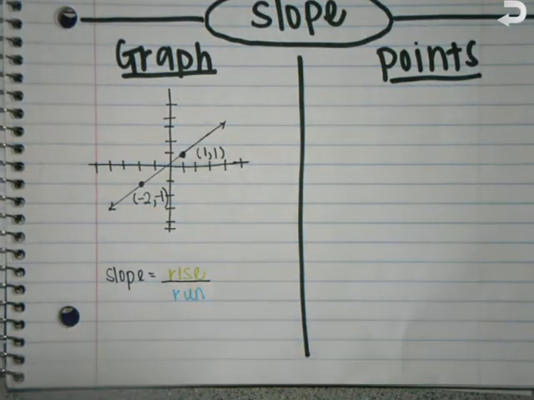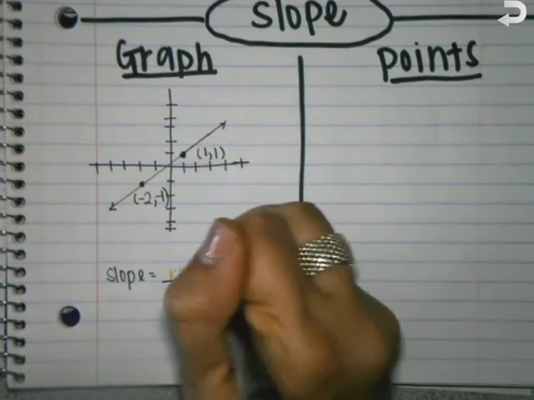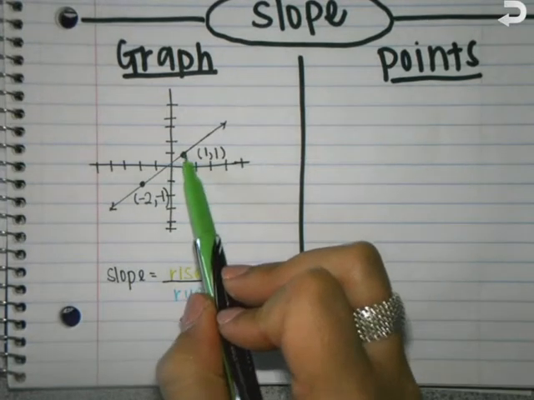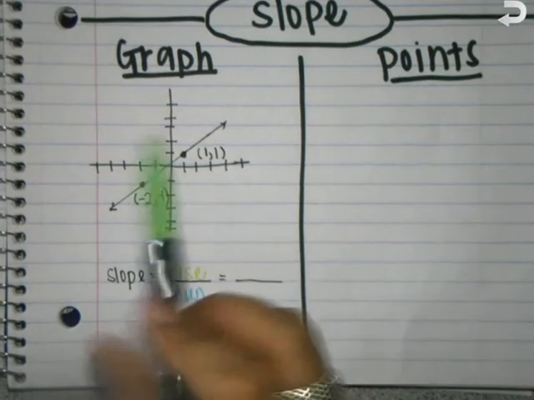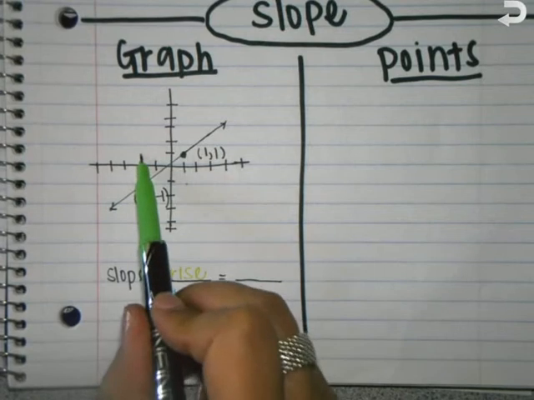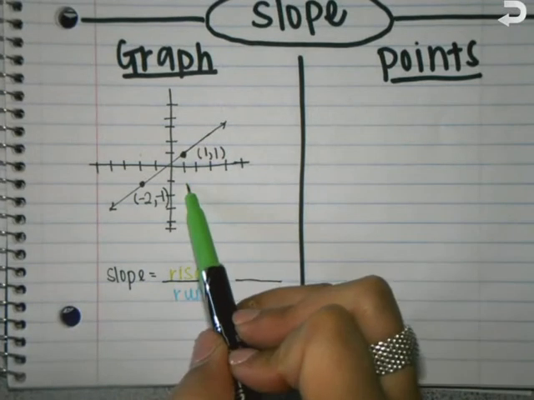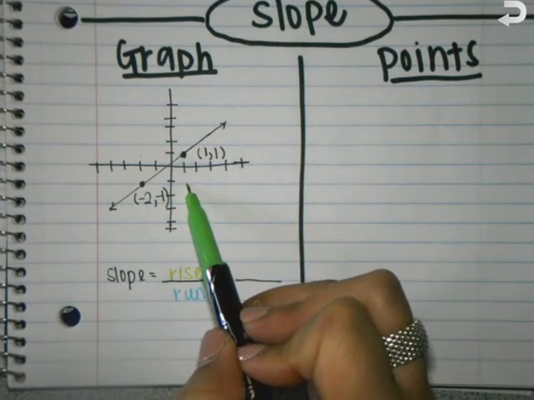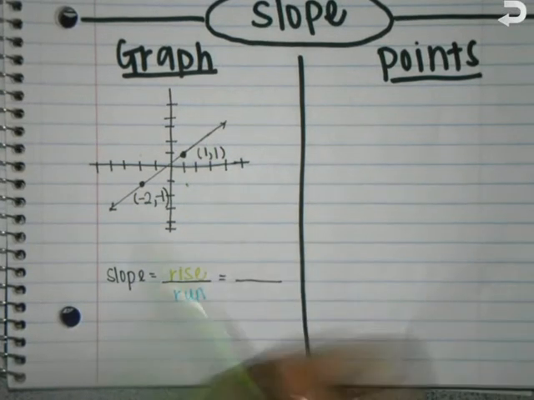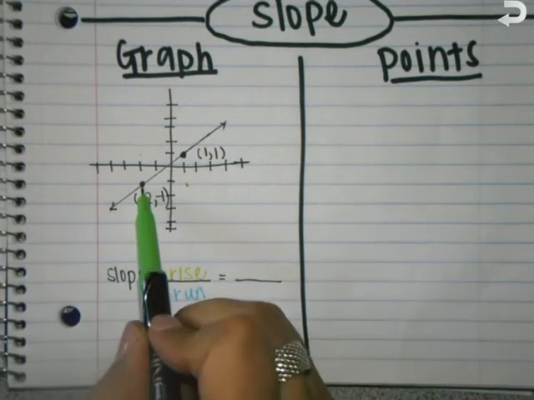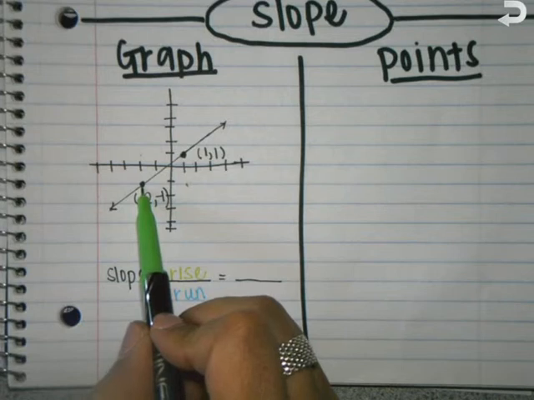And then I always do rise first. We actually have 2 options. We can choose to count the rise from the top point and go down, or we can count the rise from the bottom point and go up. Doesn't matter which way we go, because if you are going from the top point down, you have to make sure that your rise is going negative. But then when you go over to the other point, it will also be negative, so it will cancel out. I always like to go from the bottom and go up.